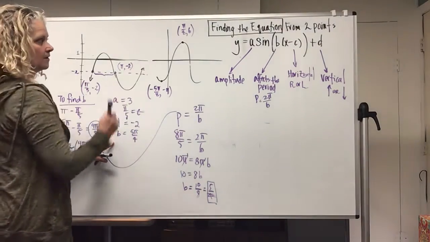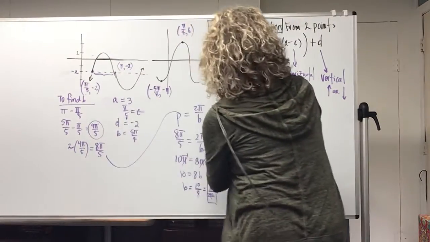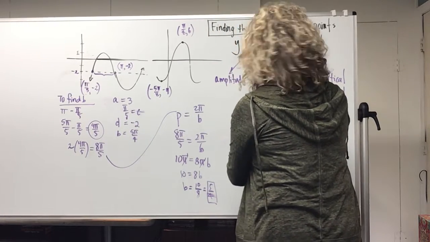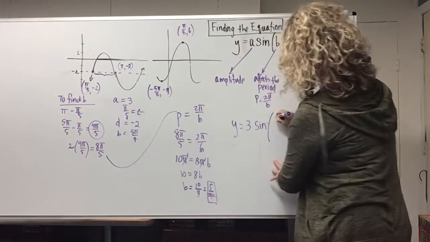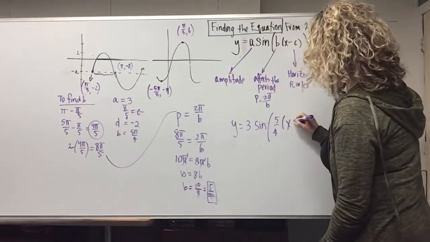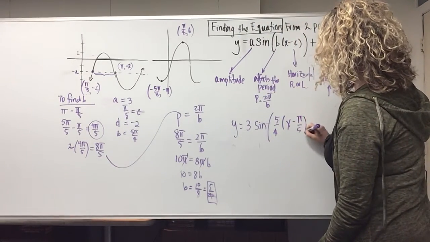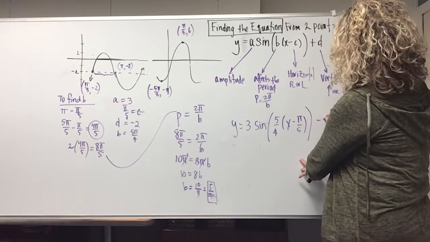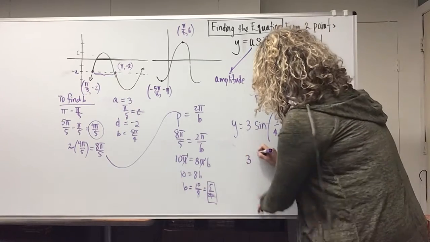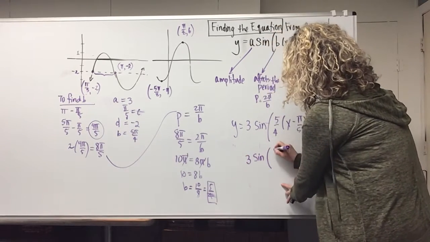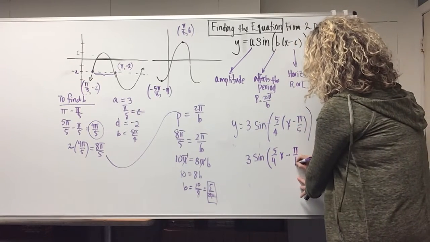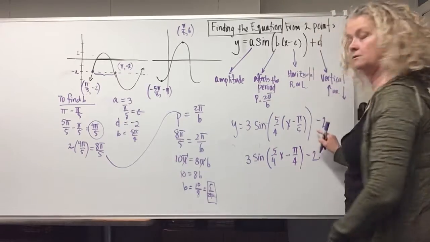So plugging it into our equation, we have our amplitude is 3. B is 5/4. We are shifting right pi over 5, and we are going down 2 before we start the graph. Some teachers like you to simplify. Depends on your instructor. If you were to simplify, that's going to be pi over 4 minus 2. And both of these are correct.